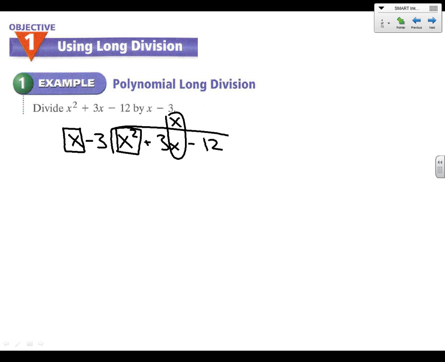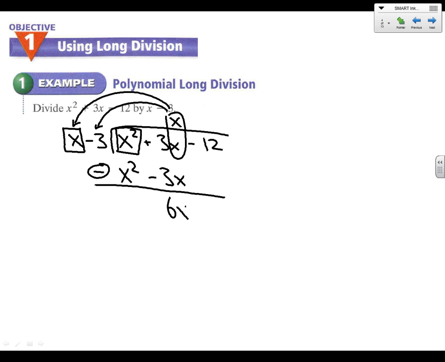All right, once we've done that, what we're going to do to find the next line down is we're going to take the x, and we're going to multiply by every term in the divisor. So x times x is x squared. X times -3 is -3x. And then if you remember long division, what we do is we subtract straight down. So x squared minus x squared is 0. That goes away. 3x minus -3x is positive 6x. Don't fall into the trap and say 0x. You got 6x there. And then we need to bring down the next term.